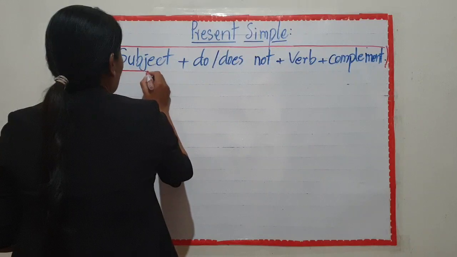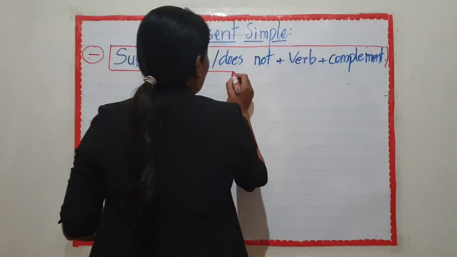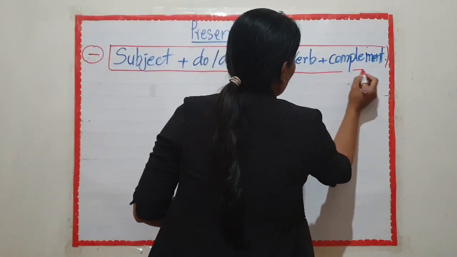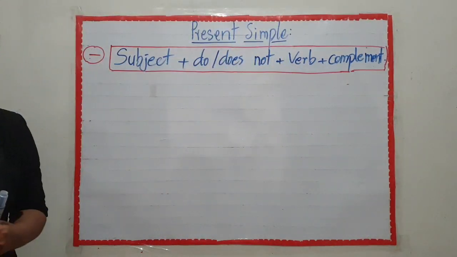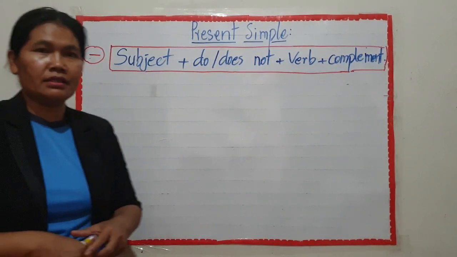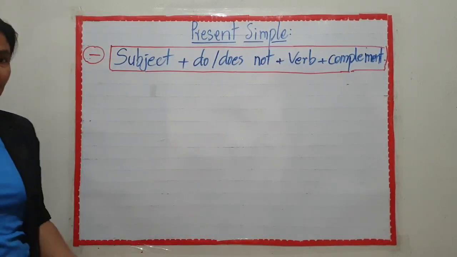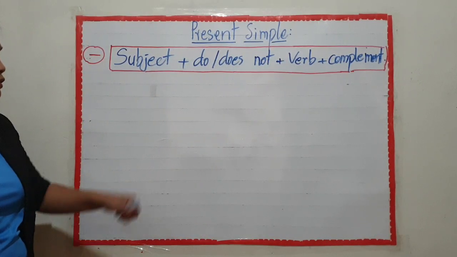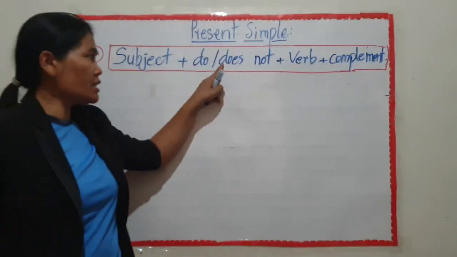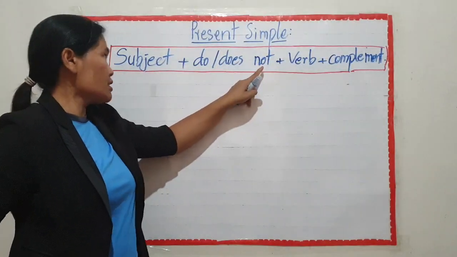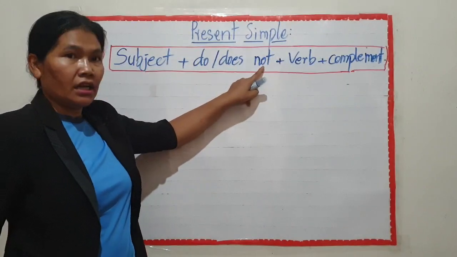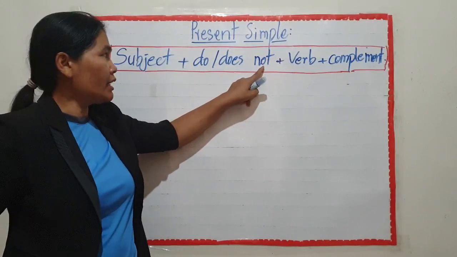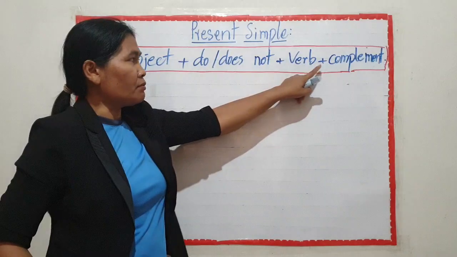And actually, in negative sentences in present simple we use do or does. But the verb to be is different. In present simple we use do or does plus not, because of the negative sentence. That's why we add not to make it negative, and then plus verb and then plus complement.